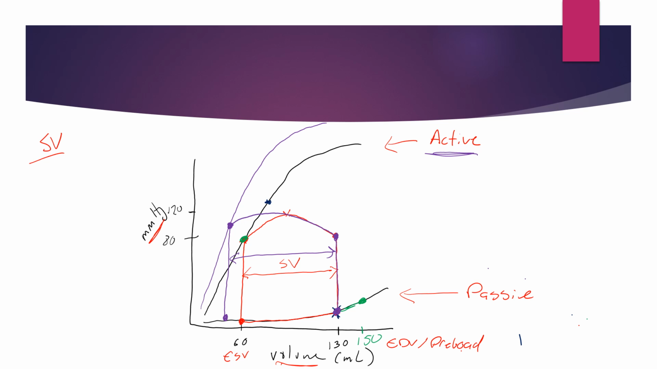So that's 130 minus, say, 50 or 40 or whatever it happens to be. So the stroke volume has gone up with an increase in contractility, as well as the end systolic volume has actually decreased because I've ejected more of my end diastolic volume.